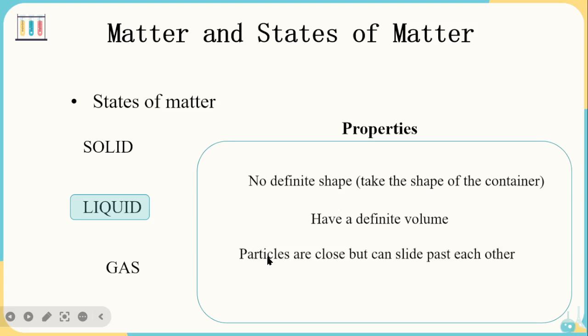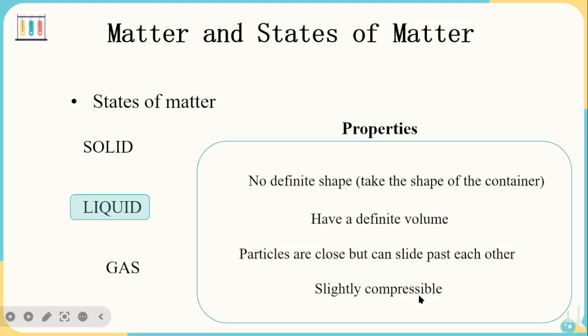And then particles are closely packed and can slide past each other. They are a bit farther apart than solids, but they are also closely packed, just not as close as solid particles. They are a bit loose. They have space to move, but they are not like solids. The next one, it is slightly compressible. You can compress them a little bit.